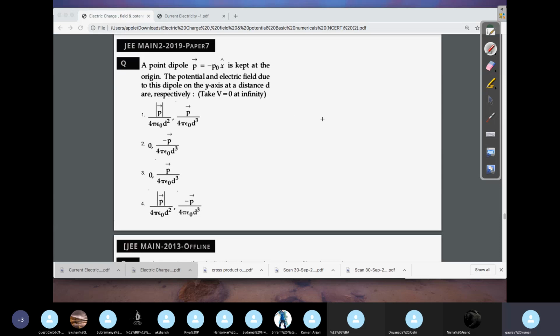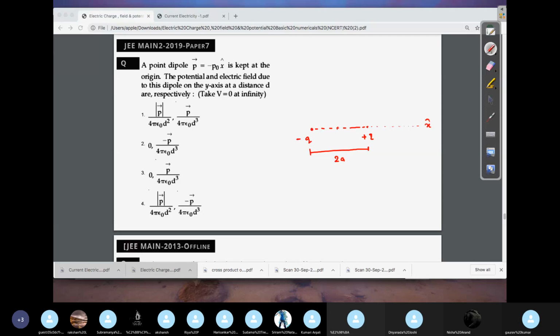You know these concepts, right? Whenever you have a dipole, with minus q and plus q separated by 2a, this is your dipole axis. Let's say we write x cap here, the unit vector along this line, the axial line.